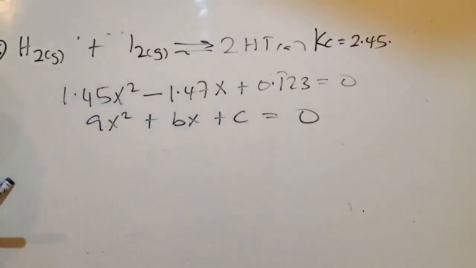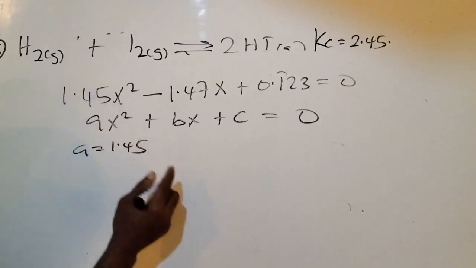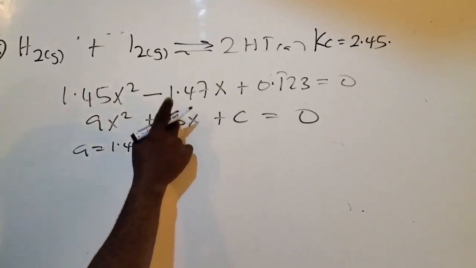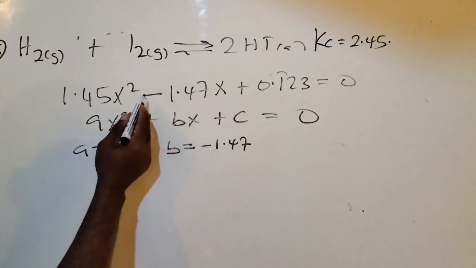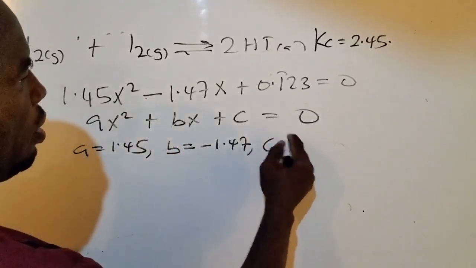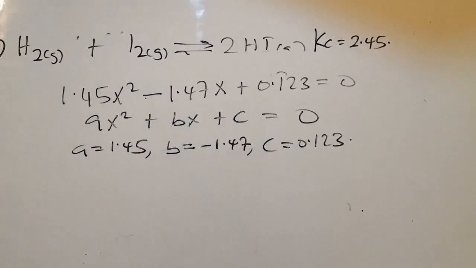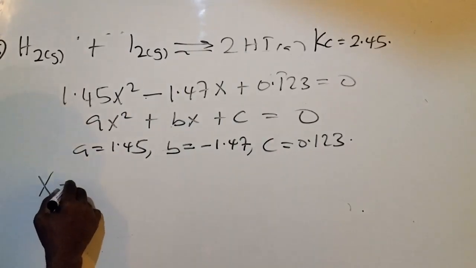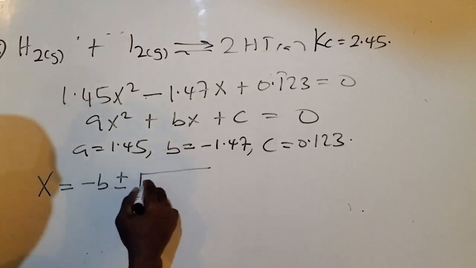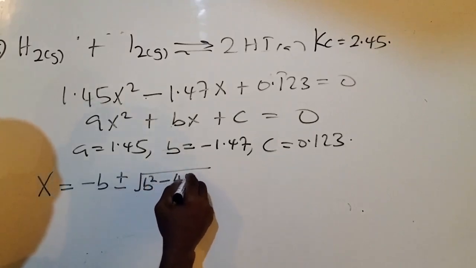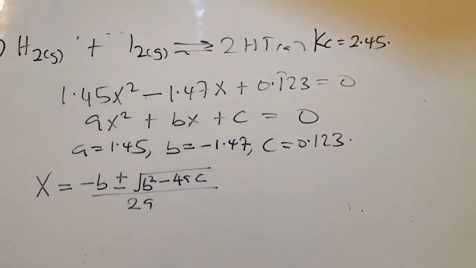So we'll pick the coefficients now. The coefficient of s squared is a. So here, a is now 1.45. The coefficient of s is b. For this, b is equal to minus 1.47. Take into consideration the sign that is there. And c is equal to 0.123 there. So we use the formula for solving quadratic equations, which is minus b plus or minus the square root of b squared minus 4ac, all over 2a. So we'll substitute and solve.